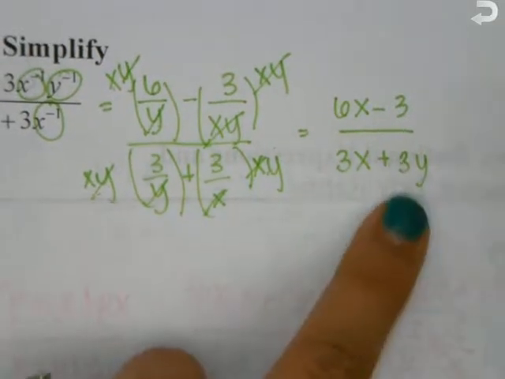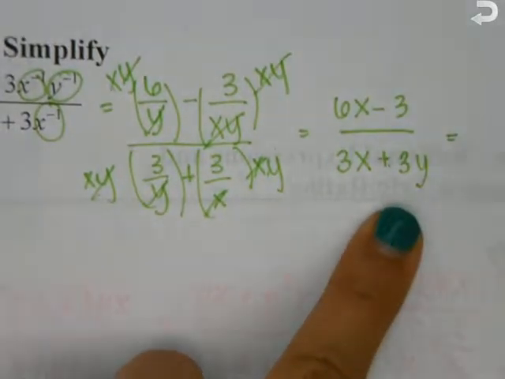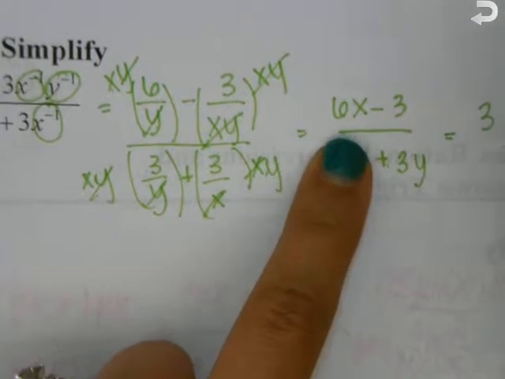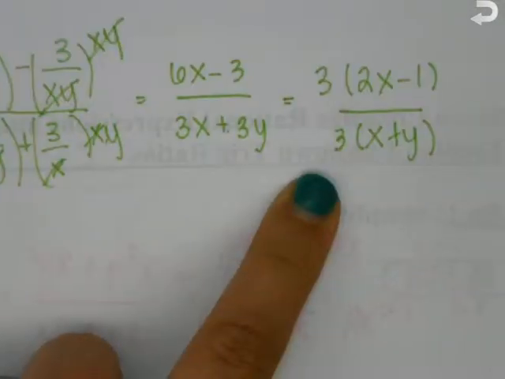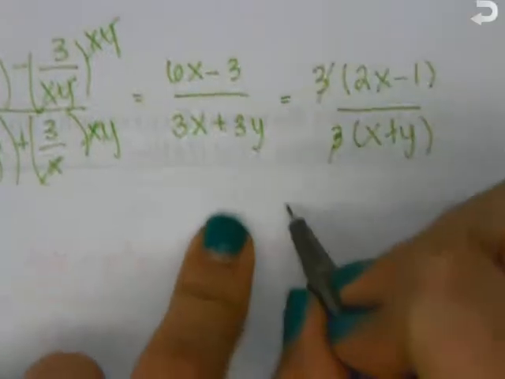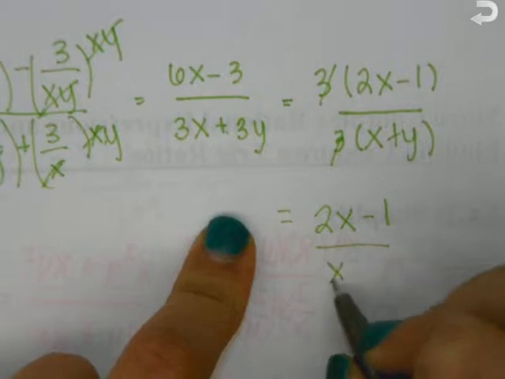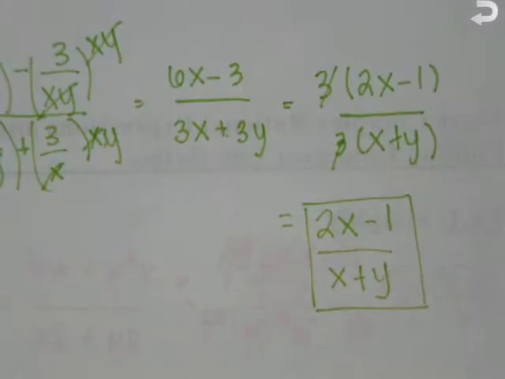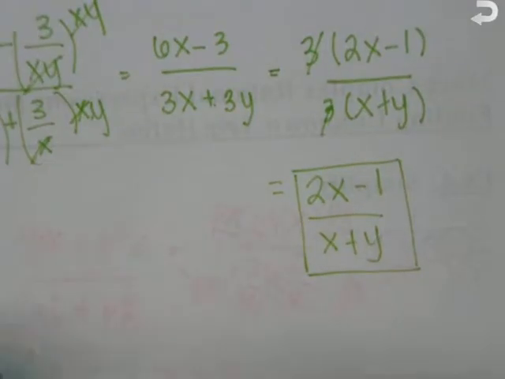Everybody good? Okay, any GCFs that we can pull out? 3 in both, right? So that's going to be 2x minus 1 all over 3 times x plus y. What do I get to do with those 3's? Reduce them. So what does our answer end up being? 2x minus 1 over x plus y. Can I reduce the x's? No. No, they're attached by addition and subtraction, so you cannot reduce them. You must leave them the way they are.